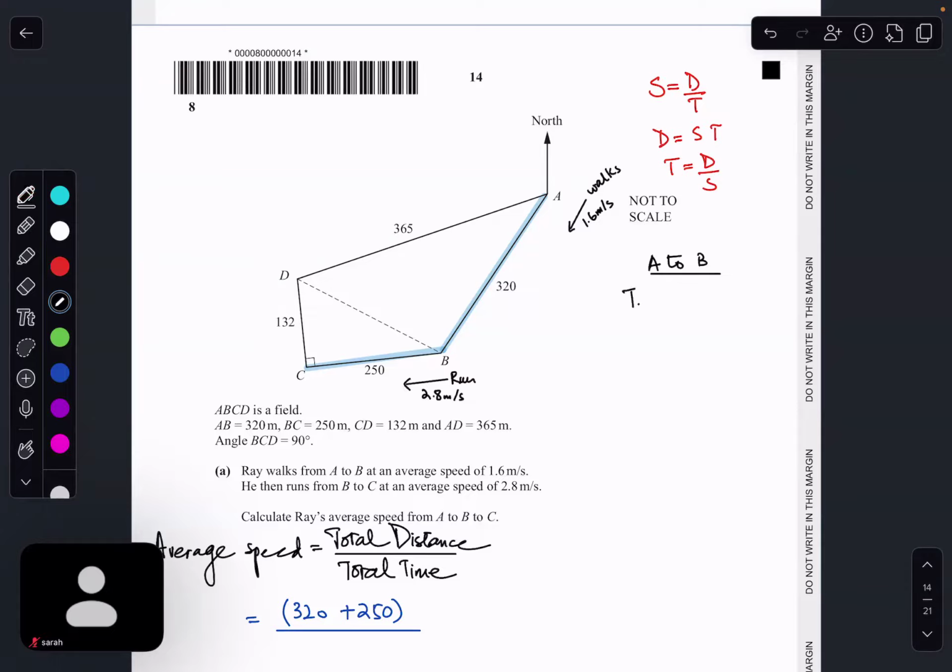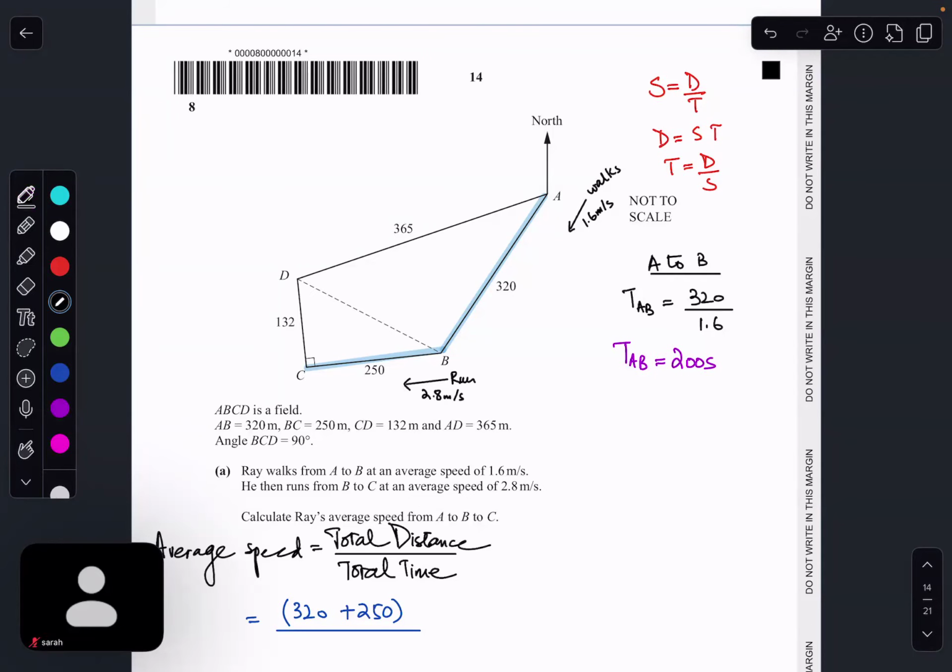So time from A to B will be the distance, right? What is the distance? 320 divided by the speed, which is 1.6. What is the time from A to B? And remember, it's meter and the speed is meter per second, so your time should be coming in seconds. So it's 200 seconds.